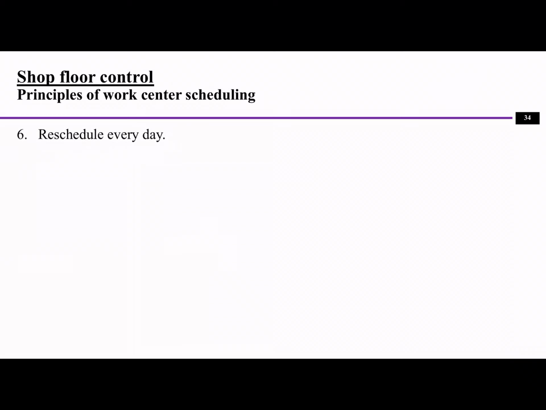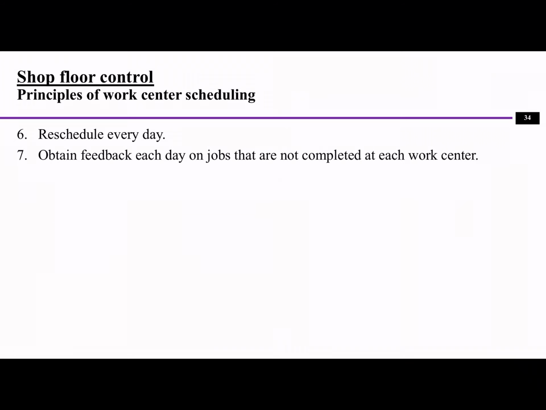Also, reschedule every day, because what happens on the shop floor changes all the time, right? There are delays, and problems happen. You have to spend time to solve the problems. It's very dynamic, so you have to get timely feedback from the shop floor in order to reschedule frequently. And obtain feedback each day on jobs that are not completed at each work center. Understand why, and see if your schedule is reasonable, or if something happened in the process that really delayed the processing.